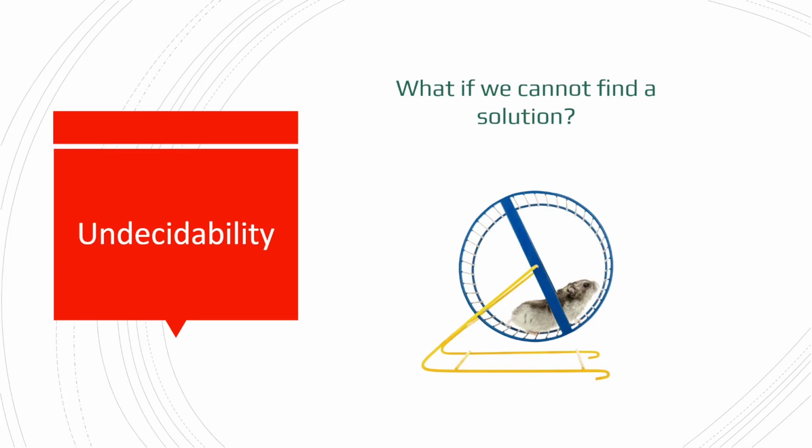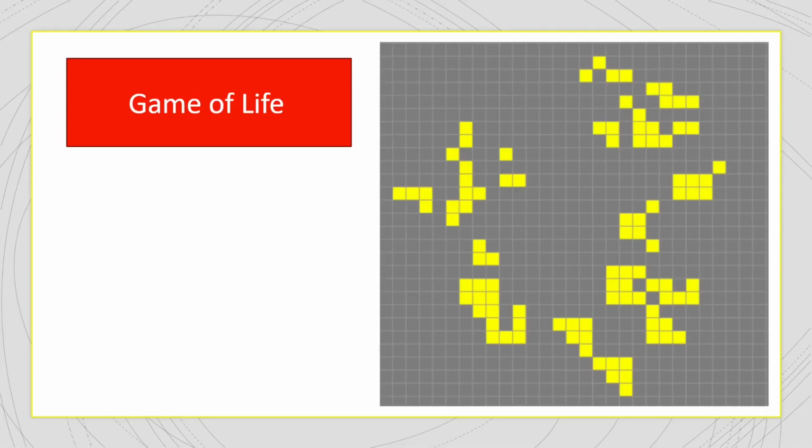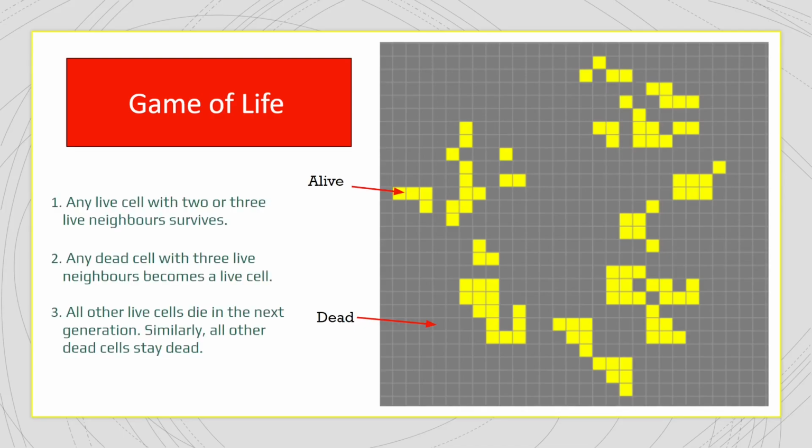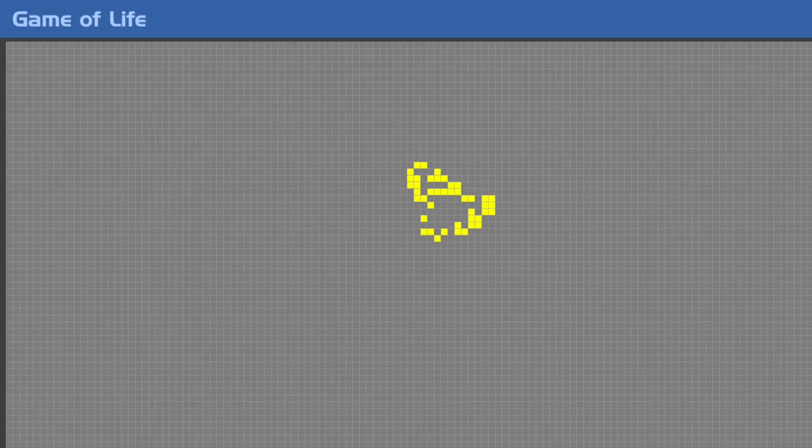Here is an example of a well-known undecidable problem. It is known as the game of life. This is a dead cell and this is an alive cell. The game follows this simple set of rules that determine whether or not cells die or reproduce. Here's an example of what the game looks like when run. It seems fairly straightforward, right?